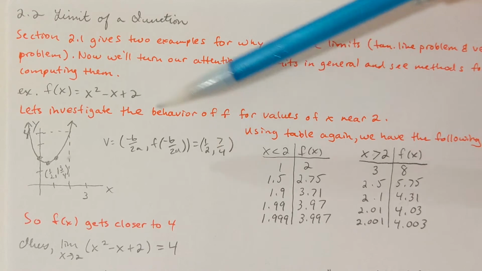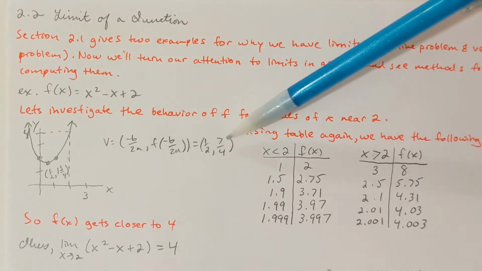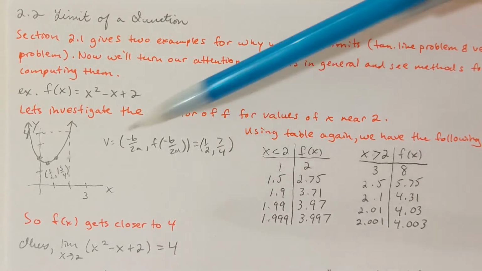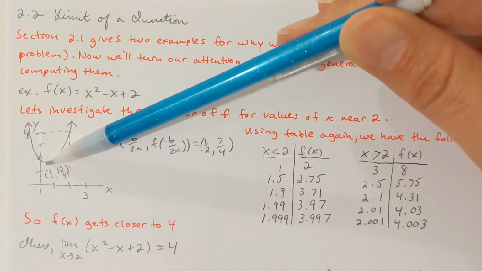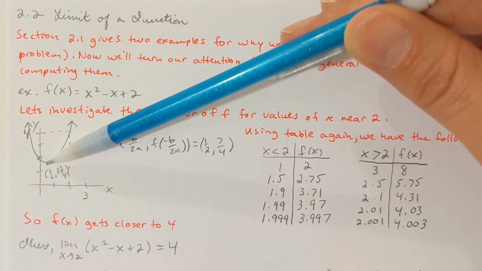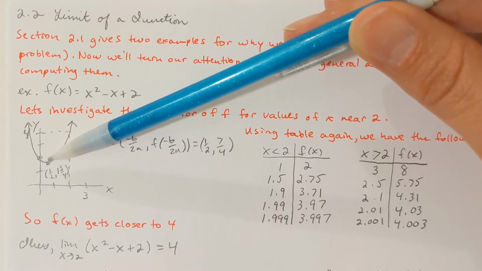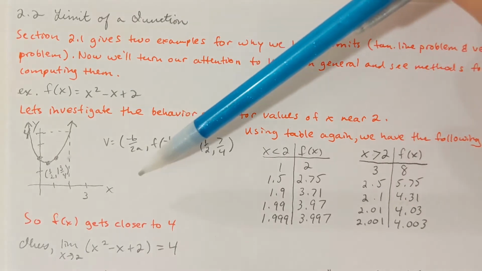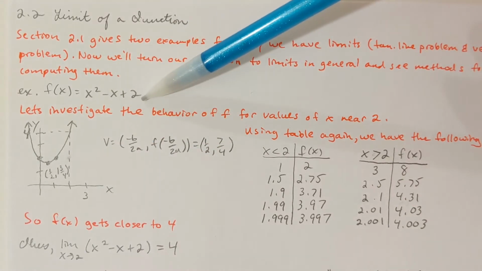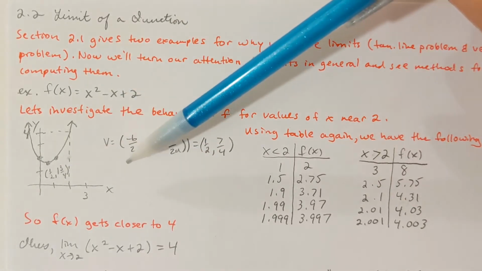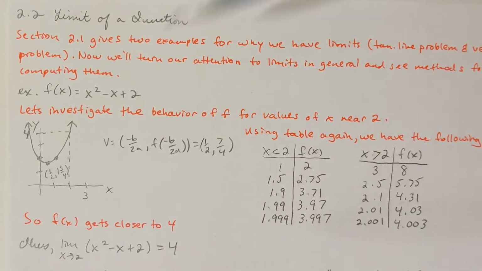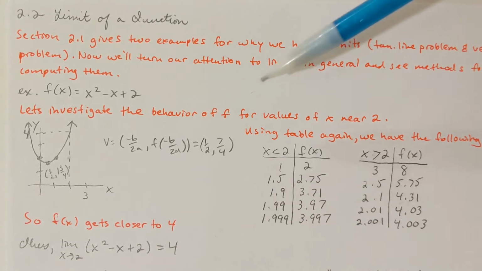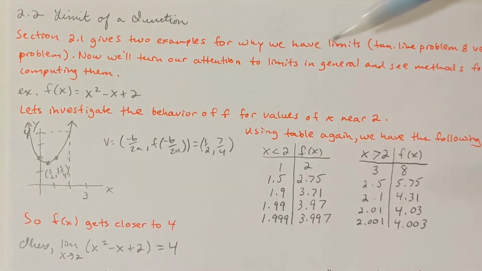If you were to plug 1/2 into the function, you should get 7/4 in return. So this point here, 1/2, 7/4, would be the lowest point on the parabola. That'd be the vertex. And if x is 0, y is 2. If x is 1, you also get 2. Now, I've drawn this parabola, and as I said, I want us to investigate the behavior of this curve for values of x near 2.